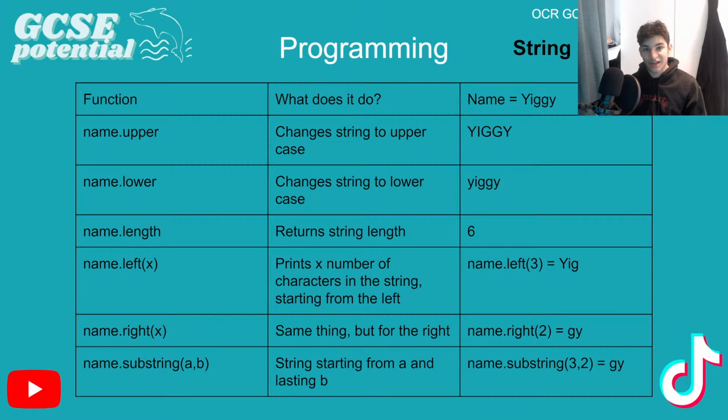Name.substring A, B. Now this confuses a lot of people because they think it's between those 2 values, but it's not. It's where a new string is created where it starts at A, so for example, here we have 3, so it'll start at the third character, and then B would be how long it lasts. So if it starts at 3, that'd be G, because it starts at 0, 1, 2, 3. Go to 3, and then it'll add 2, so it'll do 3 and 4, 5. Cool.